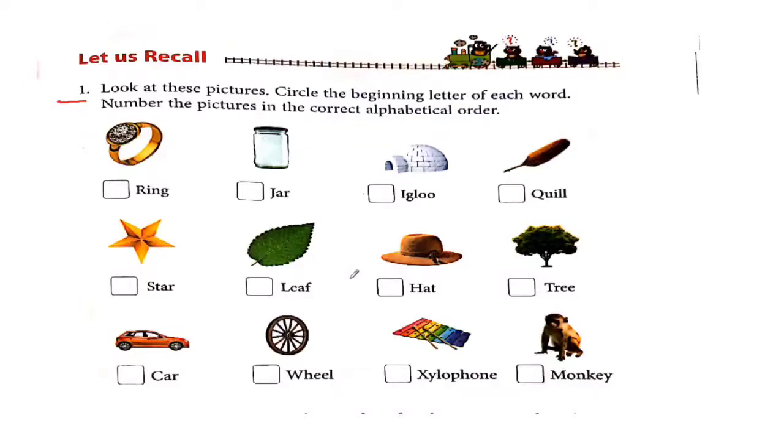So first, circle the beginning letters: R, J, I, Q, S, L. Listen to me, you have to circle these letters. I am just underlining it, okay? H, T, C, W, X, and M. So, ring, jar, igloo, quill, star, leaf, hat, tree, car, wheel, xylophone, and monkey. These are the pictures given to you.